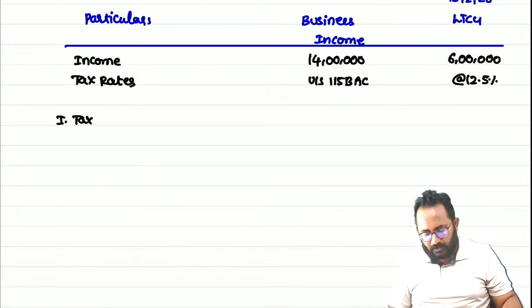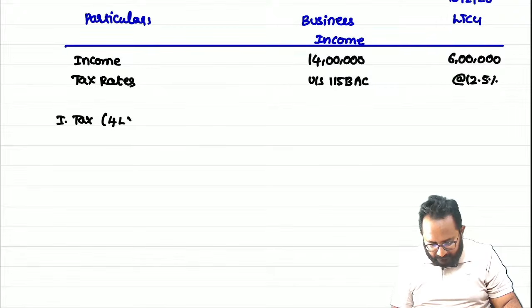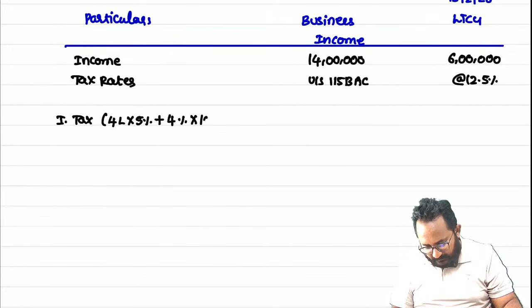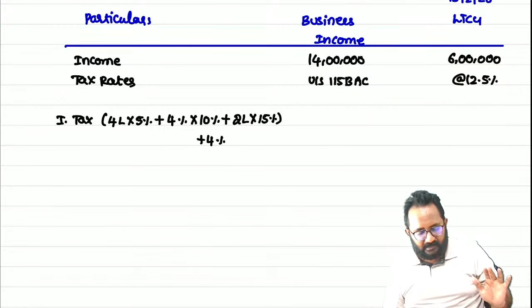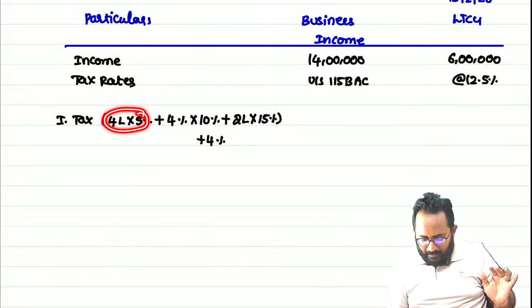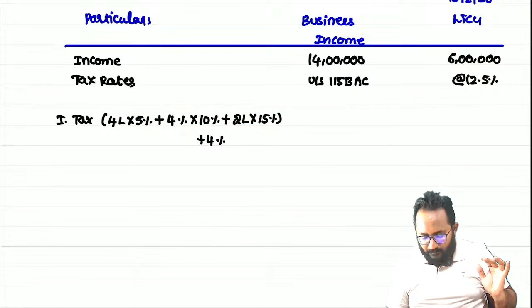Income tax we can compute. First 4 lakh is what? Exempt. Next 4 lakh is what? 5%. Next 4 lakh is what? 10%. Next 2 lakh is how much? 15%. Plus 4% health and education cess. Understood? 0 to 4 lakh is exempt, next up to 8 lakh, up to 12 lakh and up to 14 lakh, plus 4%.